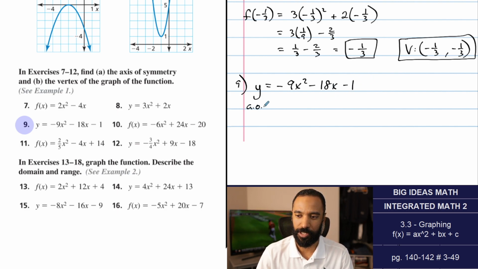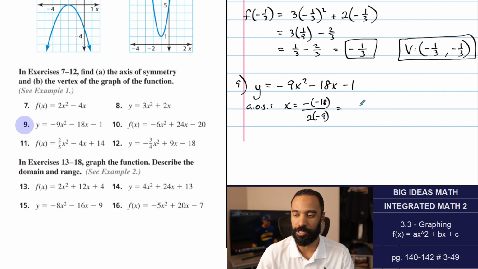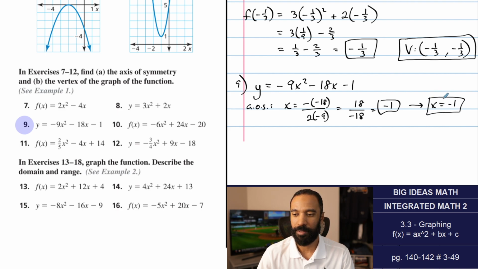All right, for the axis of symmetry, x equals negative b over 2a, opposite of negative 18, over 2 times negative 9. A lot of negatives, but 2 negatives make a positive, and then 2 times negative 9 is negative 18. We get negative 1. So x equals negative 1 is the axis of symmetry.